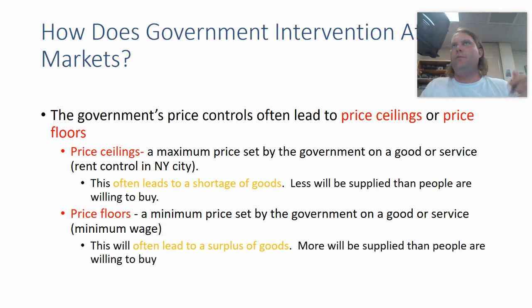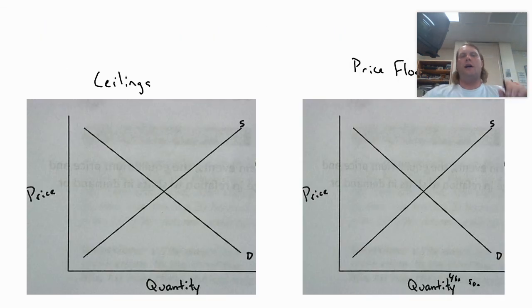We can either make the price too high or too low. And so we've got maximum prices, these are price ceilings, right? And then we've got price floors, and those are minimum prices. Okay, so we're going to draw these on a graph. The best example of a price ceiling is rent control in New York City. The best example of a price floor is minimum wage. We're going to draw these on here.